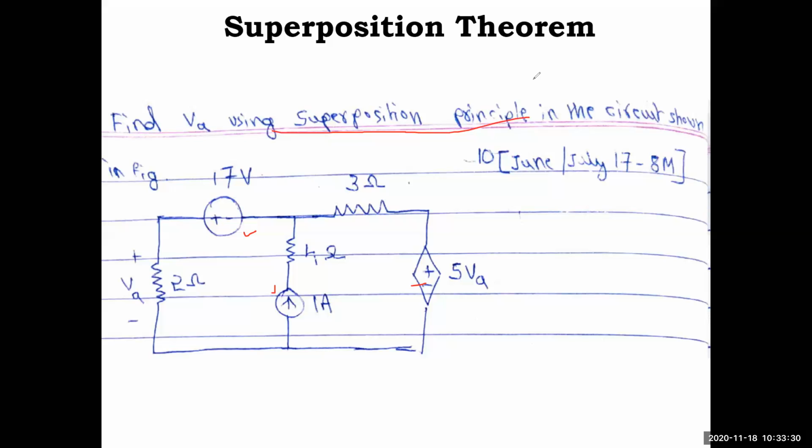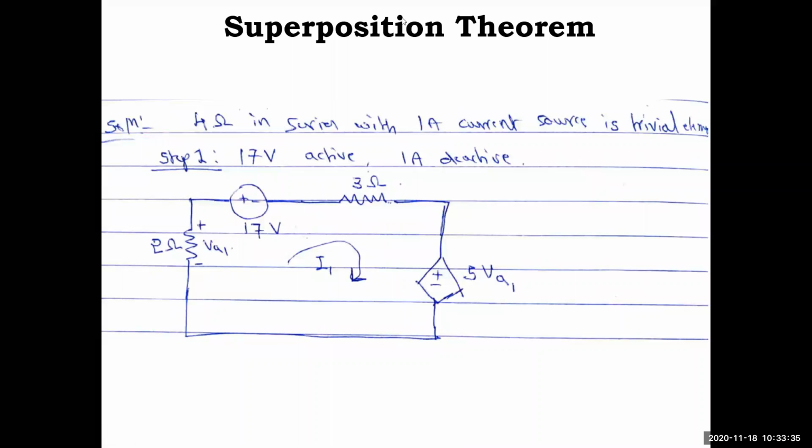Just we'll go through the solution. In the first case, as I mentioned, the 4 ohm in series with the 1 amp current source is a trivial element. That means it does not have any use in that branch. The first step in the superposition theorem is activating. Don't consider that only two sources will be there. No, n number of sources can be present in a network. But for simplicity to understand the concept, normally 2 or 3 sources will be given. So the 17 volt source is made active and the 1 amp is deactivated.